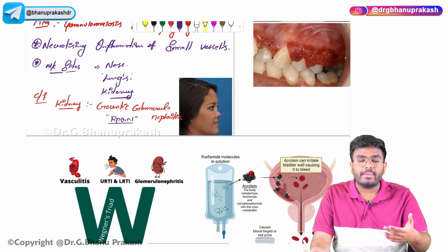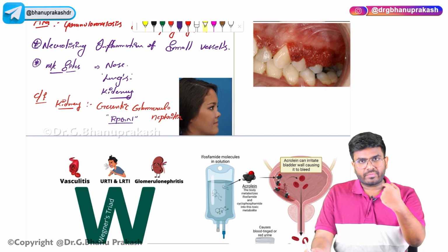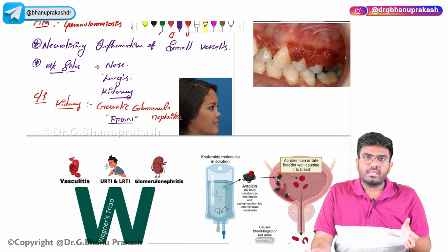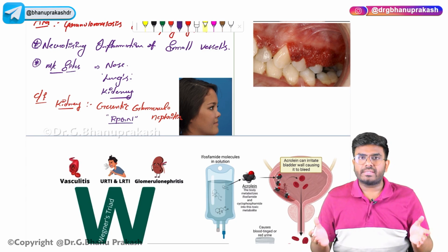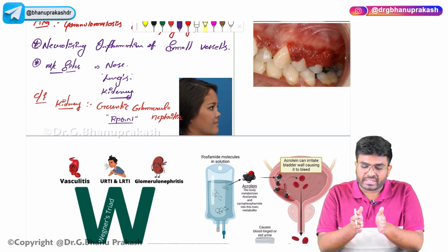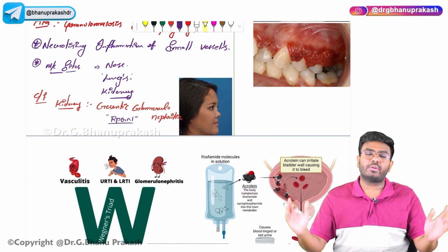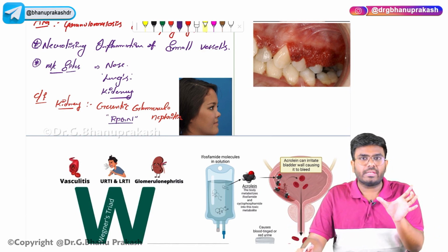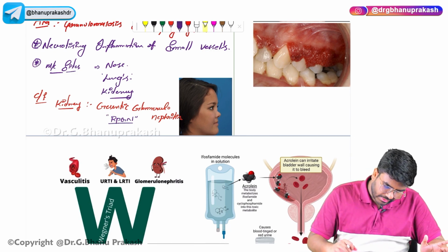So what do I mean by that? If an individual, for example me, develops this Wegener's granulomatosis, the blood vessels in my kidney are going to be affected. That's going to lead to rapidly progressive glomerulonephritis, which means within days to months, I will develop kidney failure. That's it. Within a very short period of time, there will be kidney failure. Okay, so that's the kidney involvement.